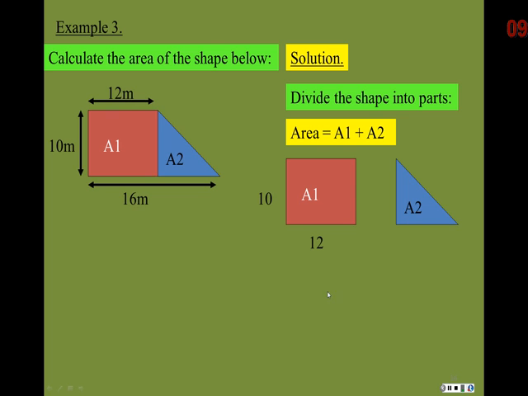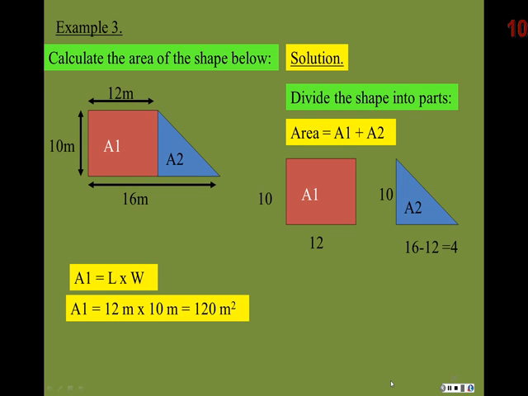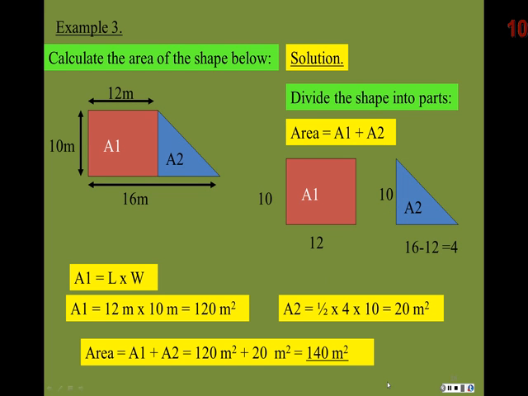So we had 12 here and 10 here. That's 120. We have 4 here, and this is still 10. The height is still 10. But you got to divide that by 2. Yeah, don't forget the meters squared. So this area ended up being 120. This area ended up being 20. When you add them together, you get 140 meters squared.